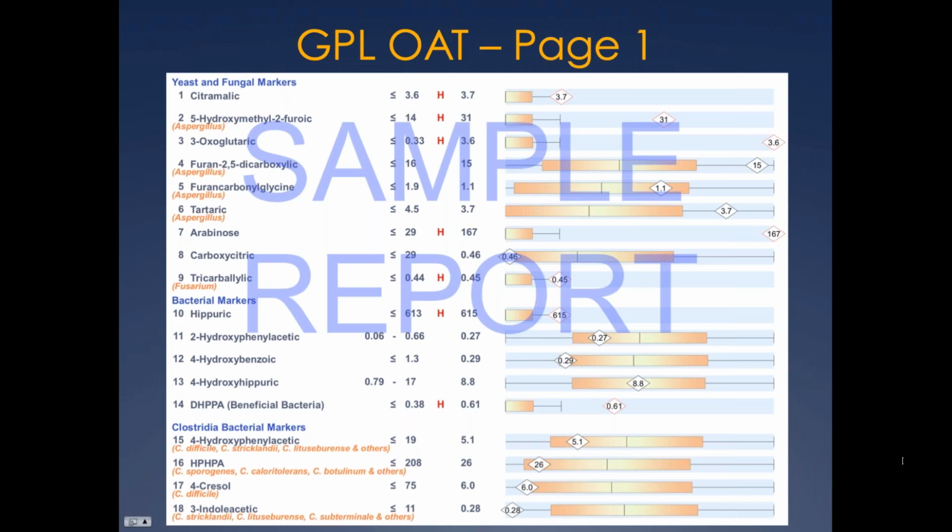This is page 1. These are a look at the first 18 values that are assessed on the OAT. Again, the Great Plains Laboratory version looks at 77 markers in total. That's where it is currently. They may add additional markers as time goes on, but this core grouping of 77, we're not going to look at all of them. It's just too much. We're going to mention some highlights. It really does provide a very comprehensive look at what is going on under the hood, so to speak, biochemically, metabolically in the individual.